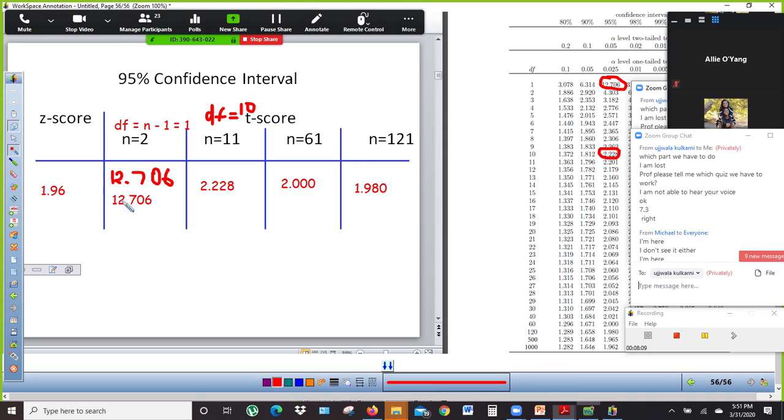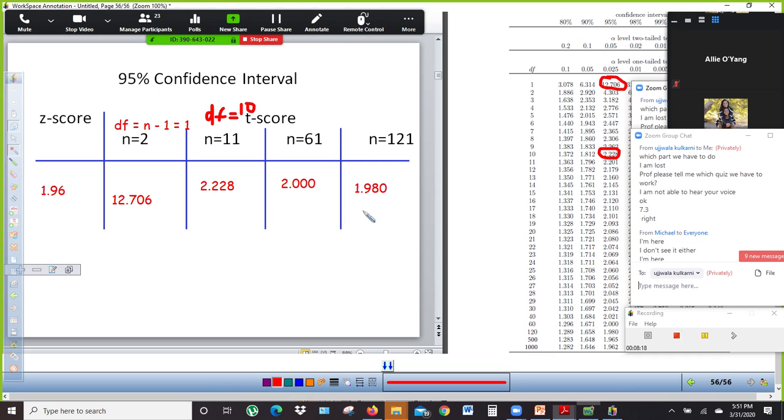You see as it goes through, when n is small, it's really huge. And as n gets larger and larger, when n is 11, it becomes a lot smaller, 2.228. When n gets even bigger, 61, it becomes 2.0, which is pretty darn close to 1.96. And when n is 121, it gets even closer. And eventually, as n gets bigger and bigger, it becomes 1.96, when n is infinity, kind of.